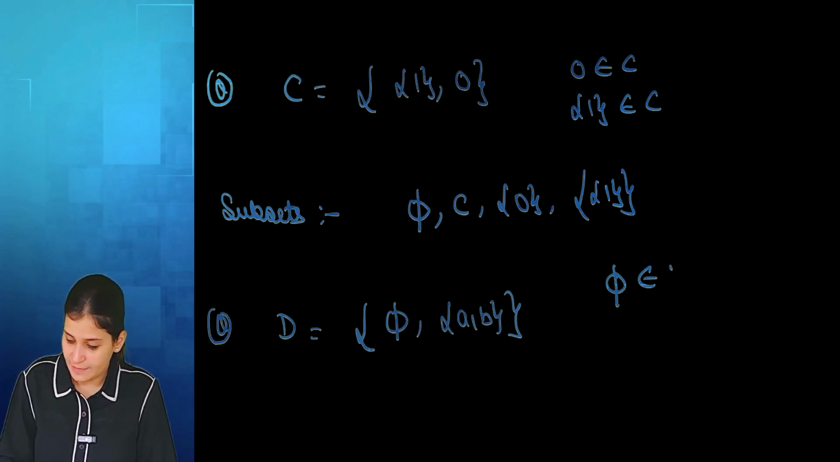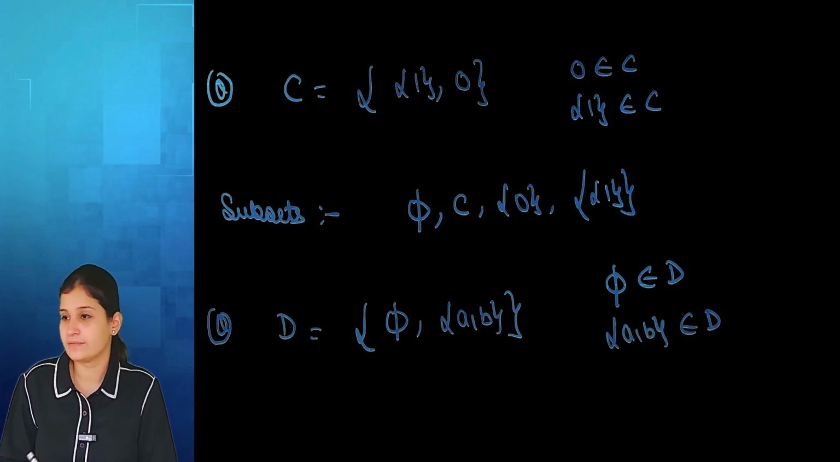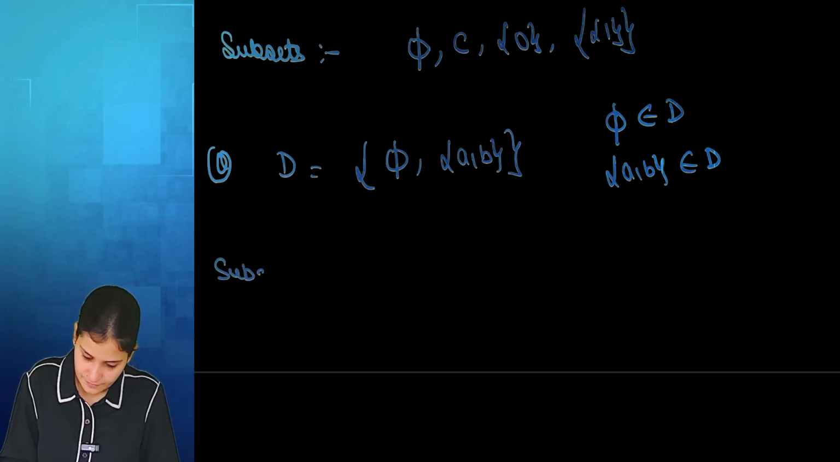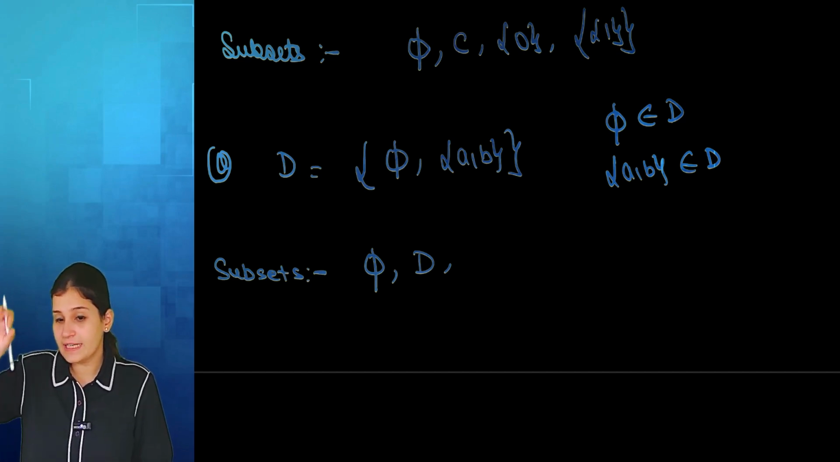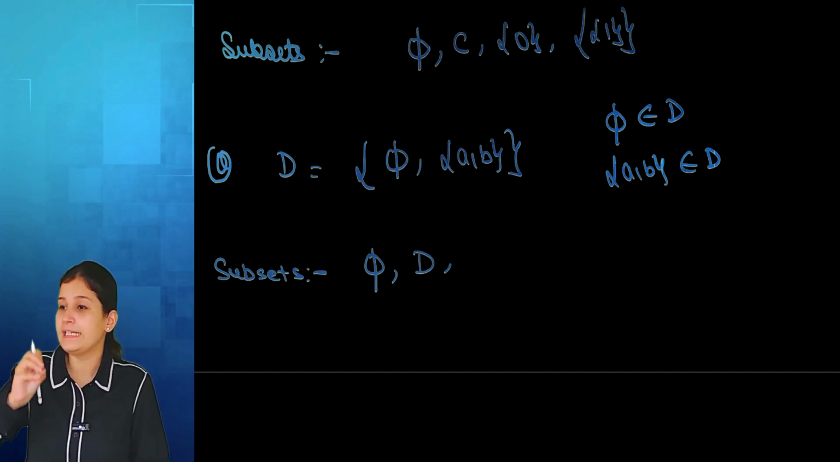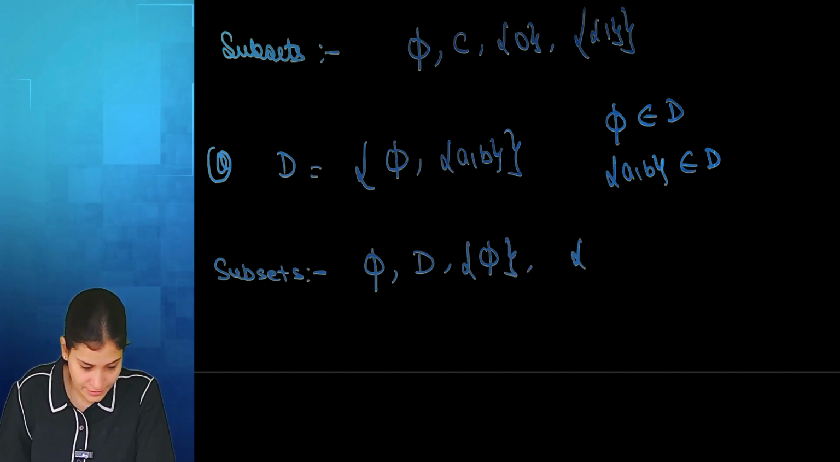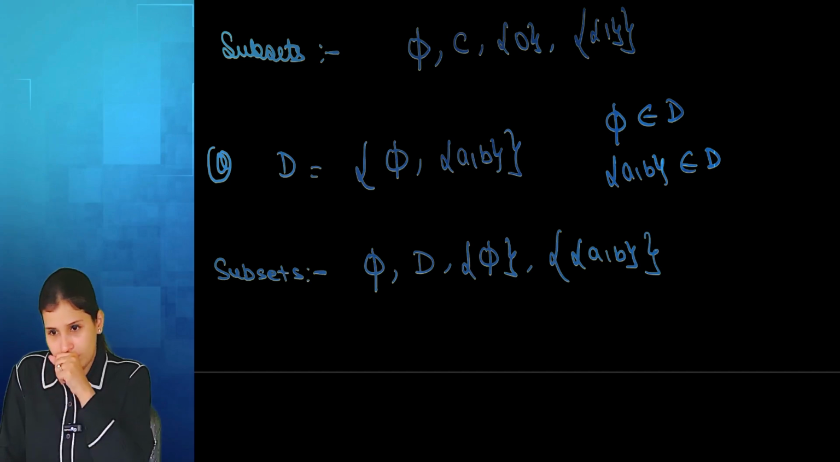First, phi is an element of D and this as a whole structure is an element in D. You can break it down. How many subsets? 2 power 2, 4. First, null set, the set itself. Now, the elements that are present in D, just keep on writing them in the bracket. So this was an element, put it in the bracket. This was an element, put it in a bracket.